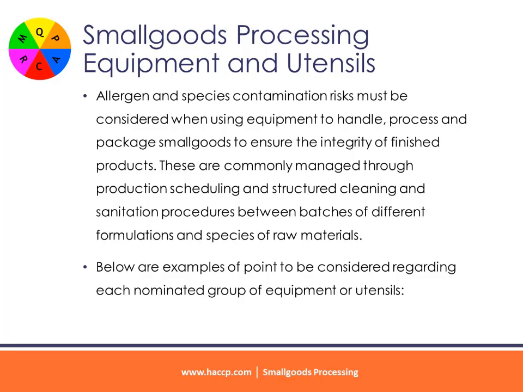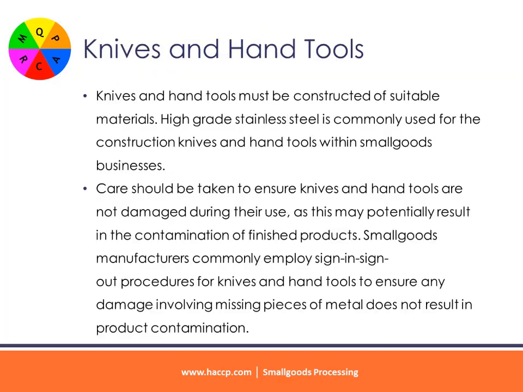These are commonly managed through production scheduling and structured cleaning and sanitation procedures between batches of different formulations and species of raw materials. Below are examples of points to be considered regarding each nominated group of equipment or utensils. Knives and hand tools. Knives and hand tools must be constructed of suitable materials. High-grade stainless steel is commonly used for the construction of knives and hand tools within small goods businesses.